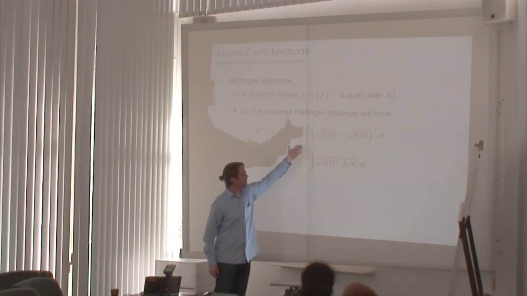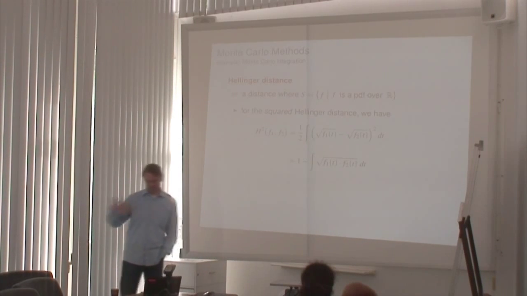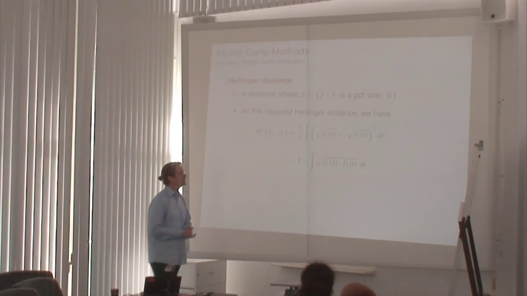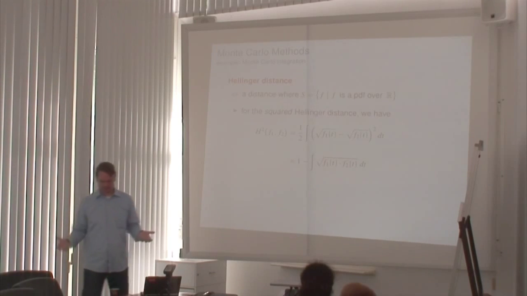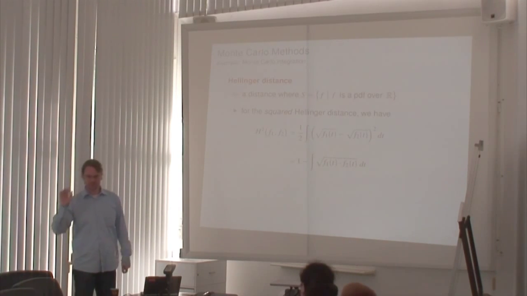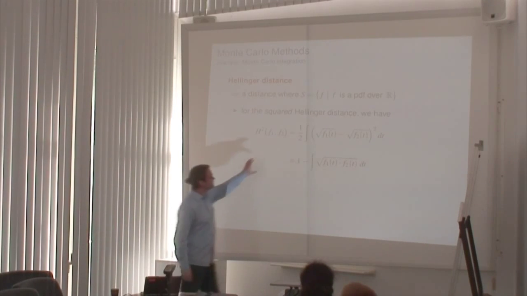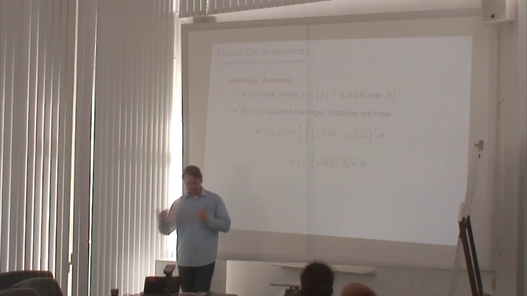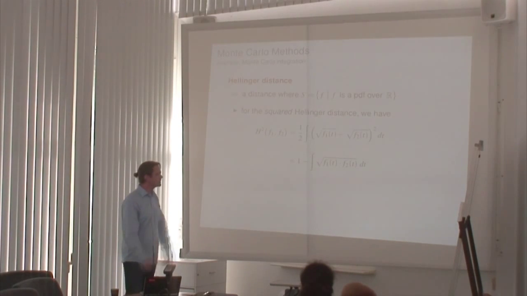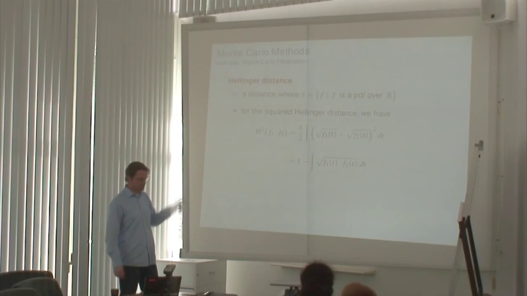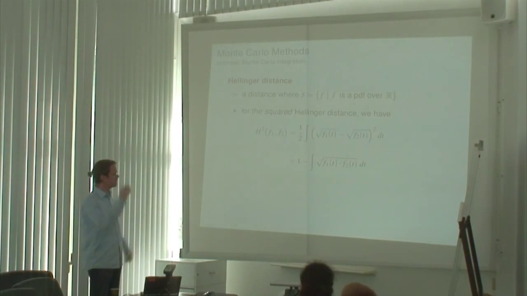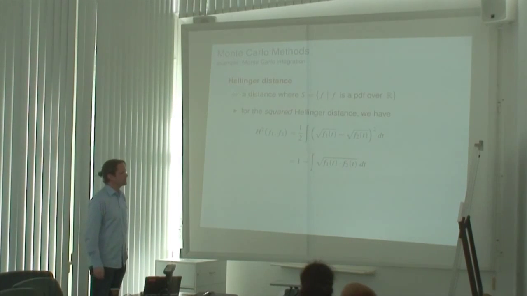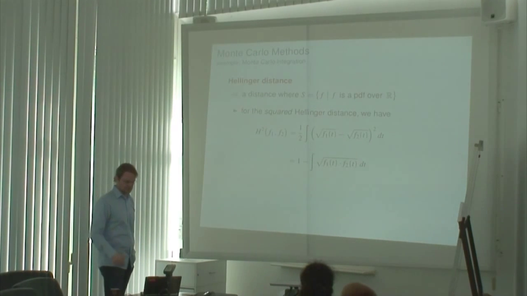Now, if we were to expand this square, we would get an expression with three integrals. Since we are talking about probability densities here, the square of the square root of a probability density is just the probability density, and the integral over such a probability density is always 1. So we can indeed simplify this definition to this expression. That is, the squared Hellinger distance between two probability densities defined over the real numbers is 1 minus the integral of the square root of f1 of t times f2 of t dt. This is the squared Hellinger distance, which we will look into right now.